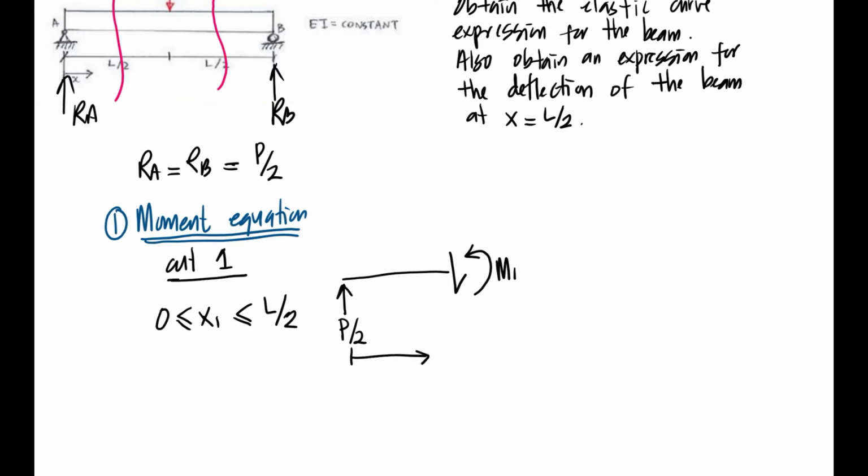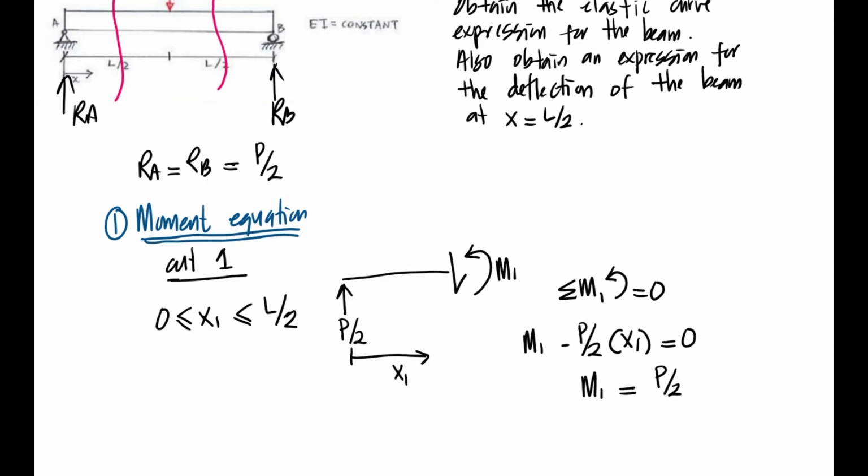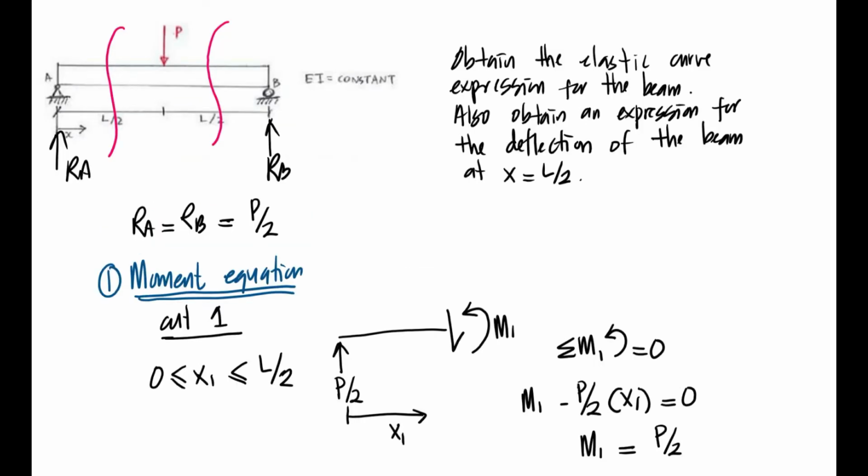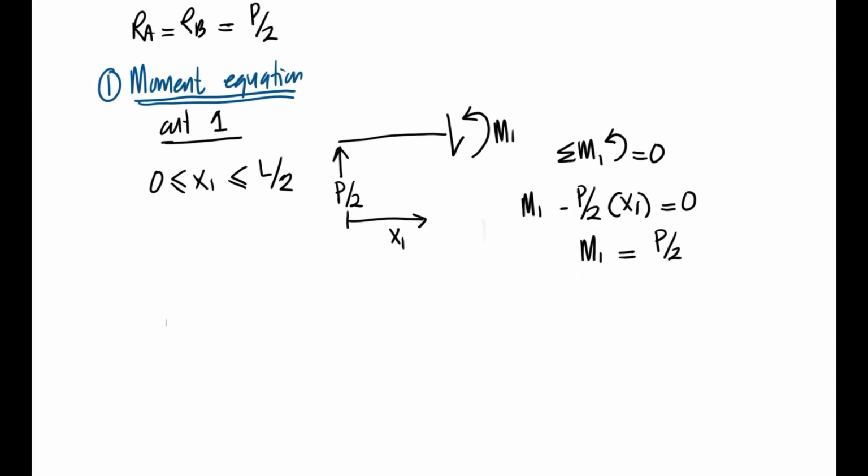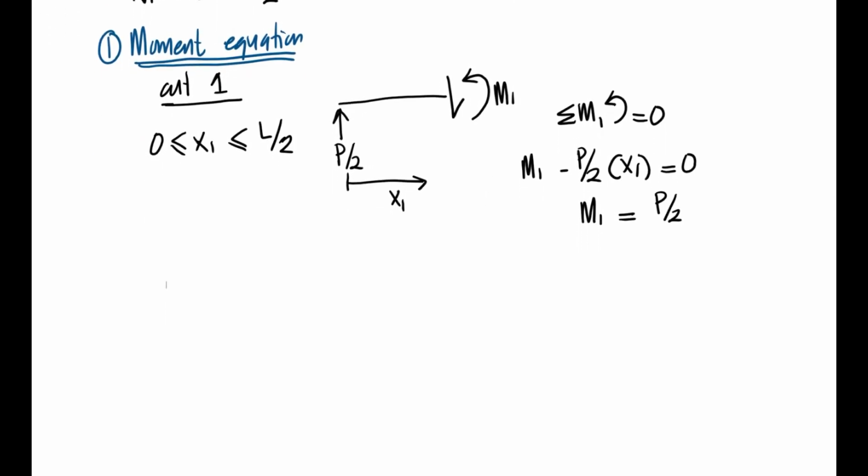We start the cut at x1. Summation of moments counterclockwise is equal to 0. So M1 minus P over 2 times x1 is equal to 0. Therefore, M1 is P over 2 times x1.